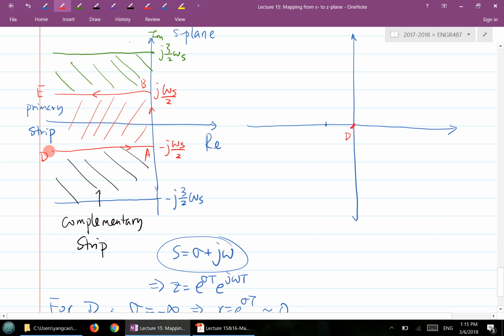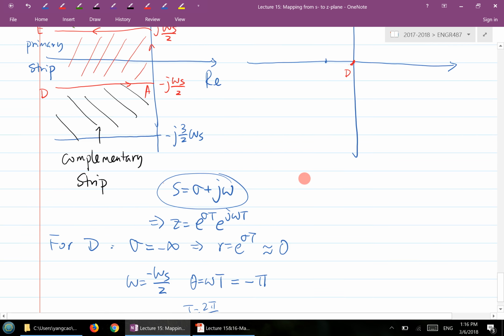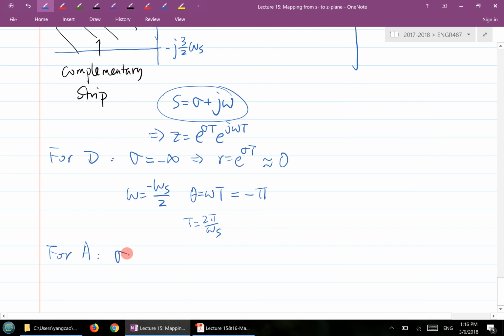Now let's move the D all the way to the A location here. So what about the A location? For the A location in the S plane, how is that going to go? For the A location, A is on the imaginary axis. So your sigma equal to what? The real part for the A location, sigma equal to 0, right? Because the real part is 0.